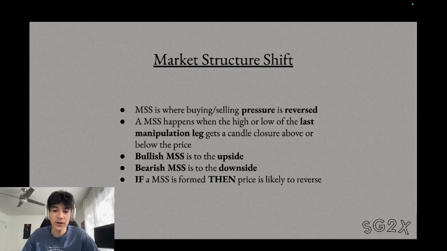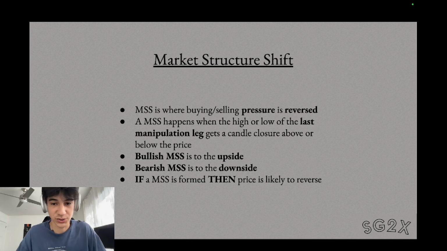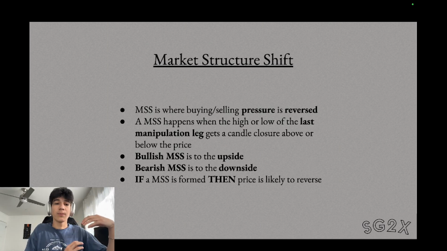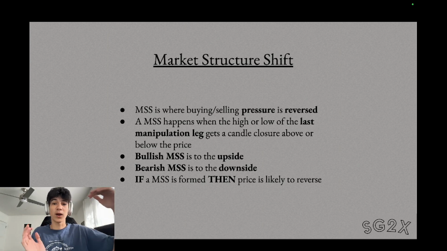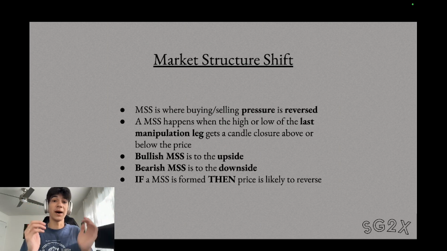All right, now we are here on the slide. What is a market structure shift? This will be the definition, kind of an overview look at market structure shift. So a market structure shift is where buying or selling pressure is reversed. When price moves in the market, price is either moving in an uptrend, which is a buying trend, or a downtrend, which is a selling trend. And when price is reversed from a buying trend to a selling trend, a market structure shift happens.